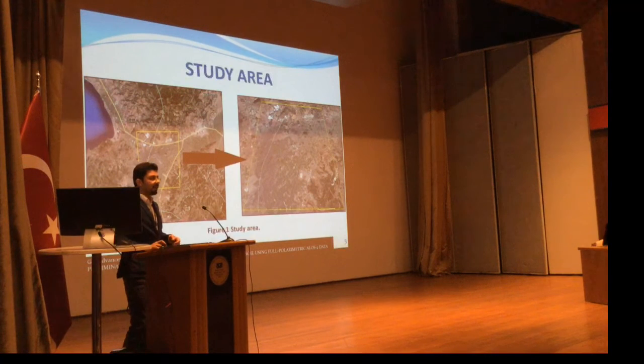As a study area, an agricultural region in Bakırçay River Basin was chosen. It is on the northern side of Izmir city, and there are different kinds of products like grape, corn, cotton, olive.